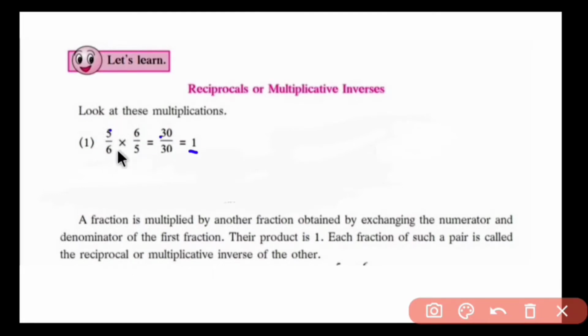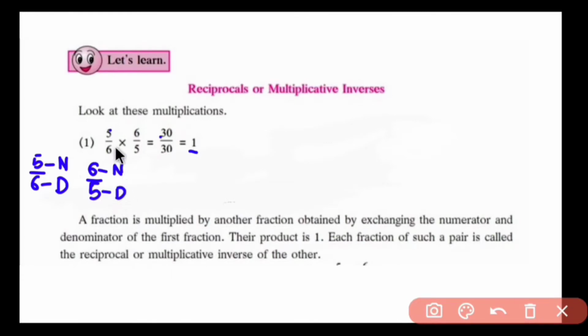But when you observe these two numbers 5 upon 6 and 6 upon 5, which peculiarity or speciality can we see here between these two numbers? In first number, 5 upon 6, 5 is the numerator. Number which is written up is known as numerator and number which is written down is known as denominator. So 5 is the numerator and 6 is the denominator in the first fraction. And second fraction is 6 upon 5. So here 6 is the numerator and 5 is the denominator.